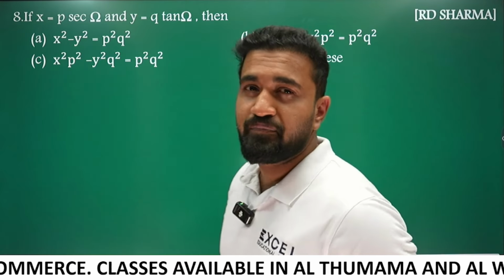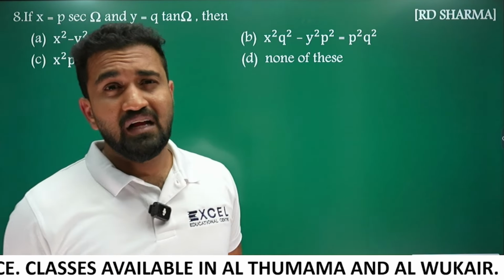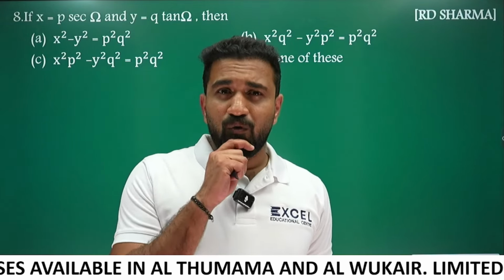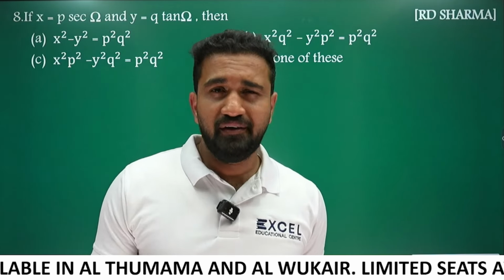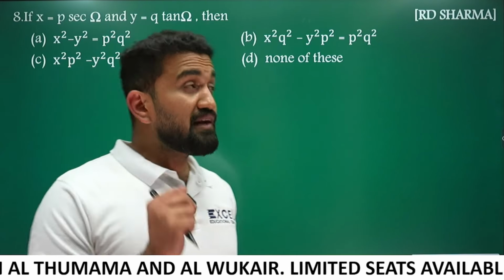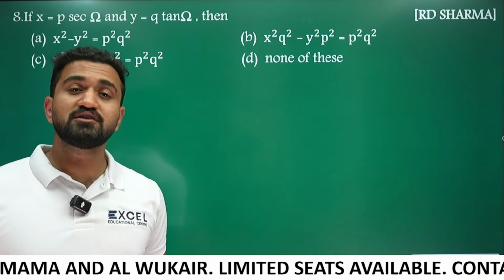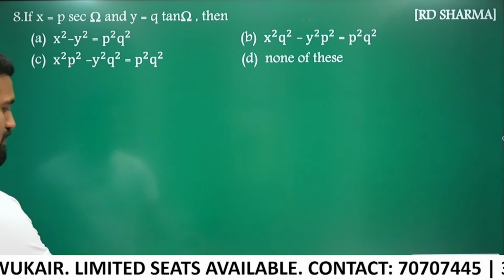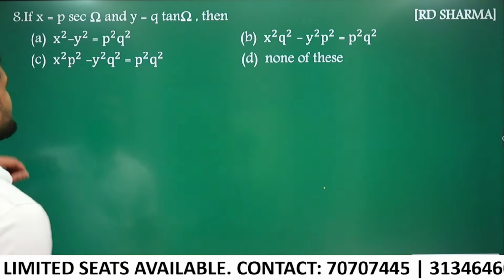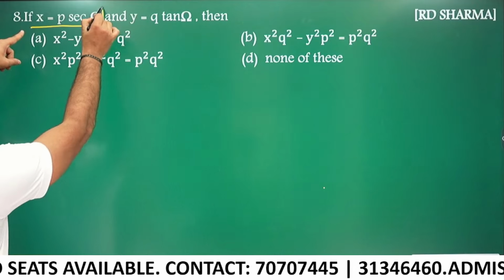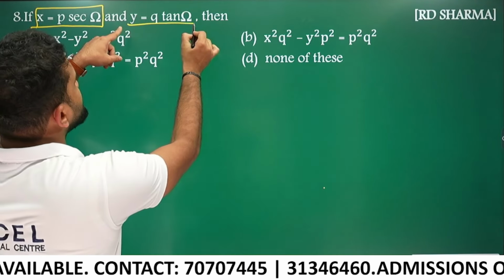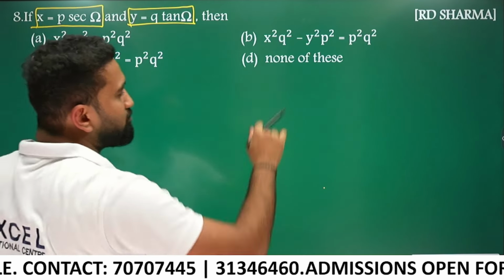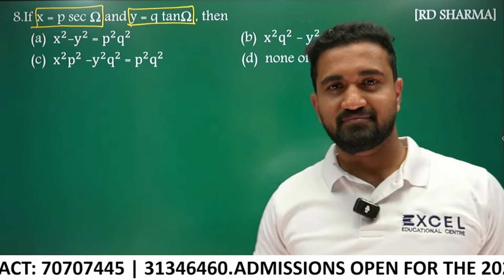Question number 8. I think this concept is something which the board exam is trying to underline a number of times. So you better learn these things so that a modified version of this question is super easy. Here we go. The value of x is p sec theta. The value of y is q tan theta. Then which of the following equations is correct?